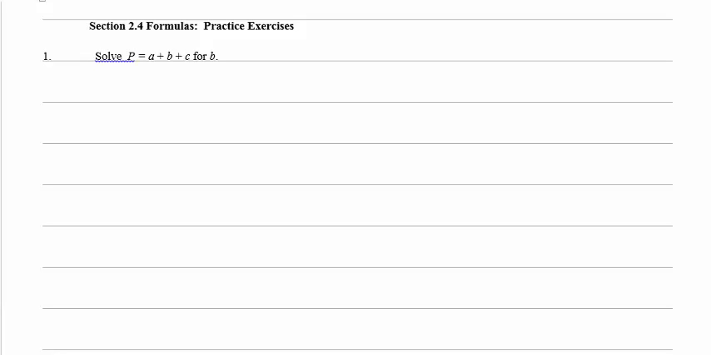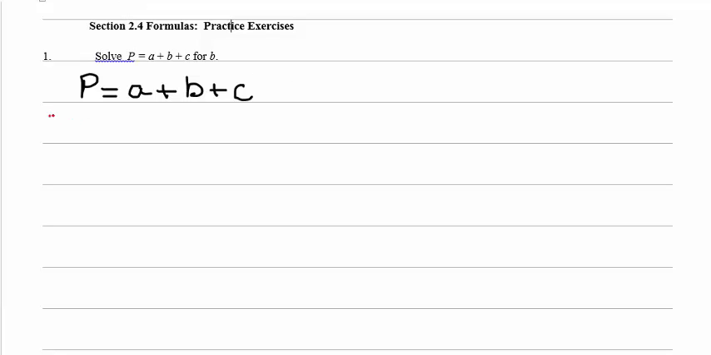Let's take a look at the practice exercises from the section 2.4 worksheet. Here we're solving a formula for one of its variables. So we want to solve P equals A plus B plus C for B. So we want to isolate B on one side of the equation.